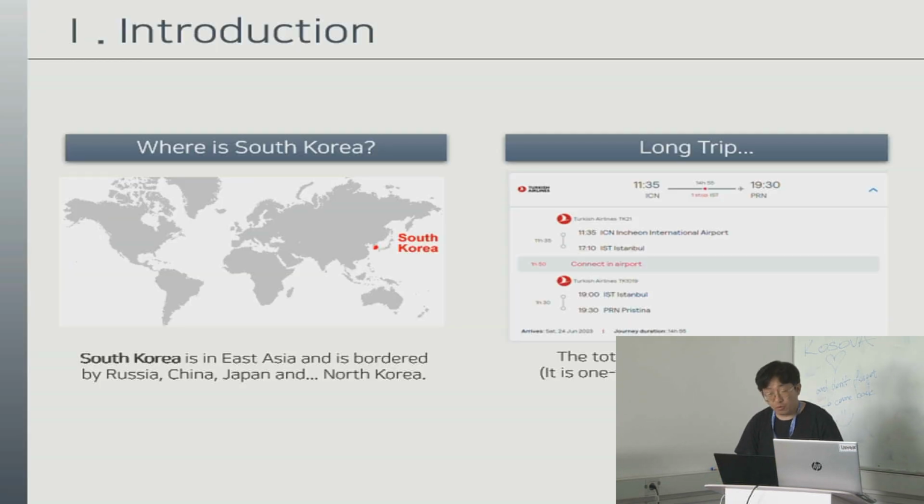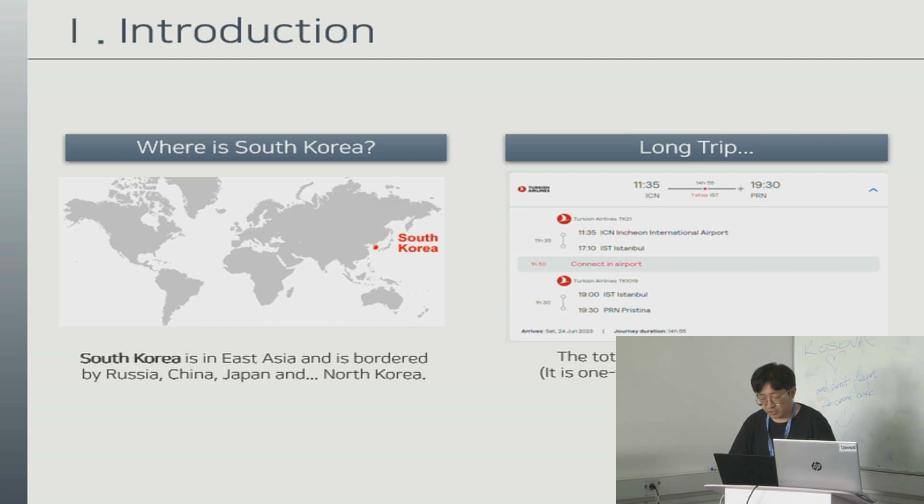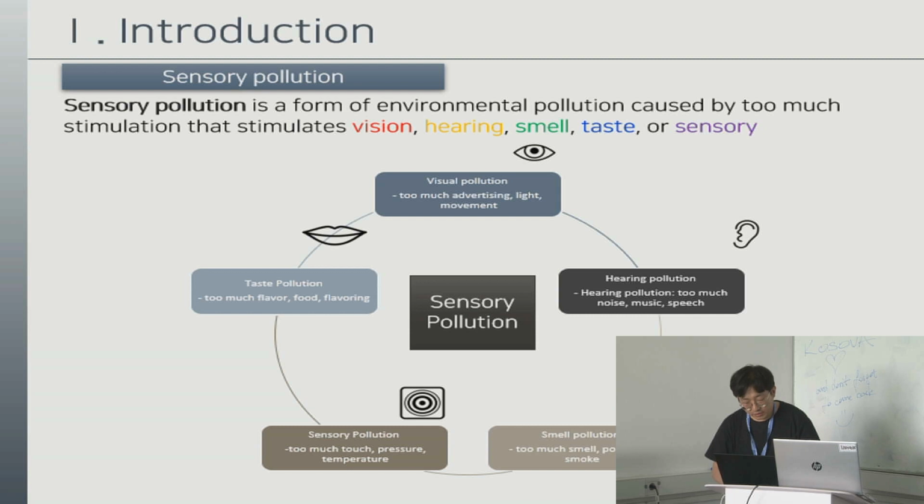I came a long way to get here. The location of South Korea is here. Its neighbors are Russia, China, Japan, and North Korea. I took a 30-hour flight just to get here. I also came via Istanbul, Turkey. The problem is that when I go back to my country, it is 30 hours more. Okay, let's officially start the presentation.